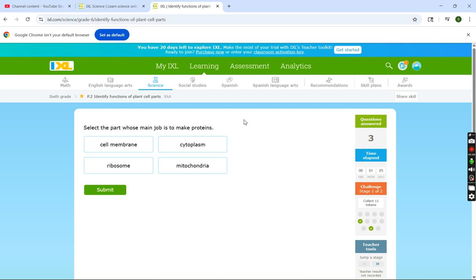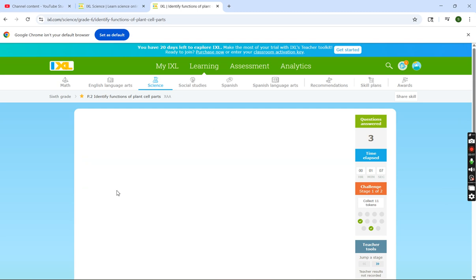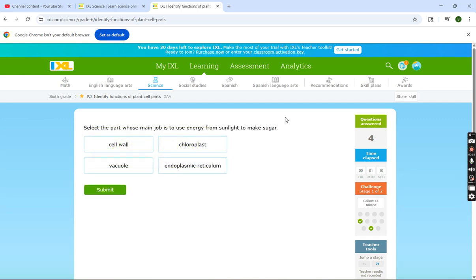Select the part whose main job is to make proteins. Ribosome. Select the part whose main job is to use energy from sunlight to make sugar. For that, it is chloroplast.